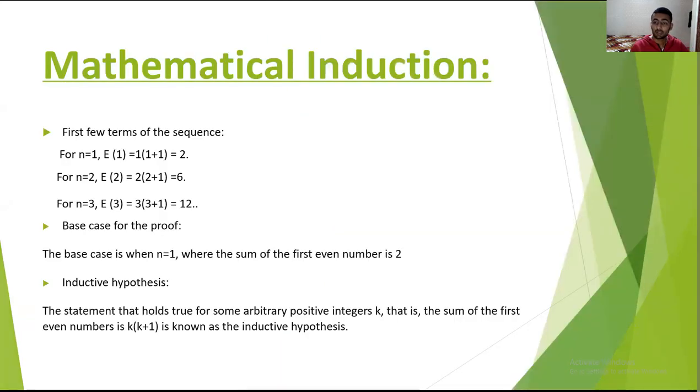And moving on to the next part of mathematical induction. The first few terms of the sequence: if we put some numbers in it, then we can have some answers. Base case for the proof: the base case is when n equals 1, where the sum of the first even number is 2. Inductive hypothesis: the statement that holds true for some arbitrary positive integer k, that is, the sum of the first k even numbers is k(k plus 1), is known as the inductive hypothesis.